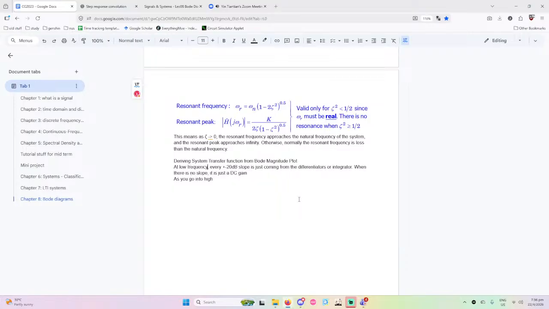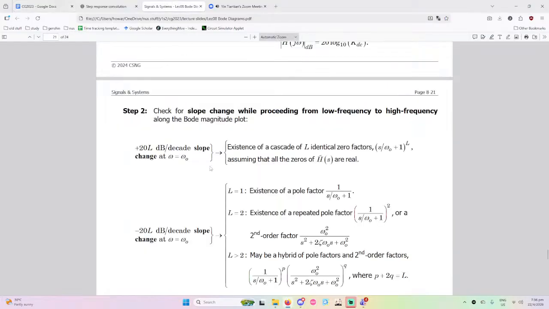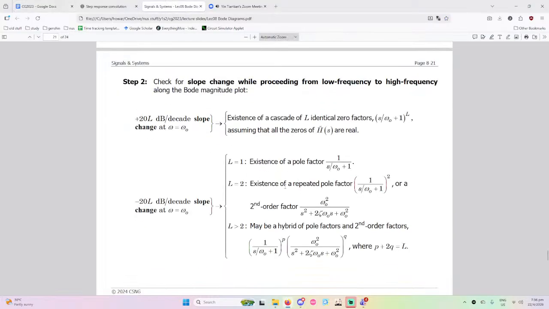Okay, so now we look at the slope change of the subsystems one by one. For the first one, the DC gain, there is no slope change. So the slope change is equal to 0 dB. And then for the differentiator, since the differentiator is a straight line with slope always equal to plus 20 dB per decade, there is no slope change. It is equal to 0 dB per decade. For the third subsystem, it is an integrator. For the integrator, the slope is always equal to minus 20 dB per decade. So there is also no slope change. It is equal to 0.